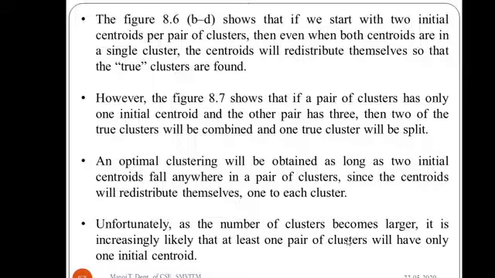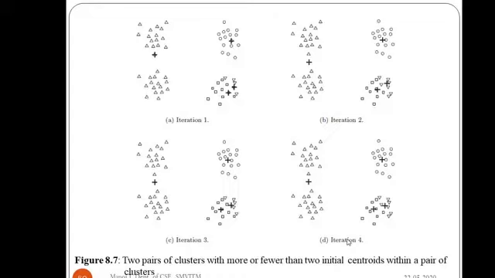However, if we go to figure 8.7, it shows that if a pair of clusters has only one initial centroid and the other pair has three, then two of them will result in true clusters. One true cluster will be split, which means it will result in a suboptimal clustering. So if you see this particular figure, we have a pair of clusters here and one centroid over here, and one centroid for the pair of clusters.